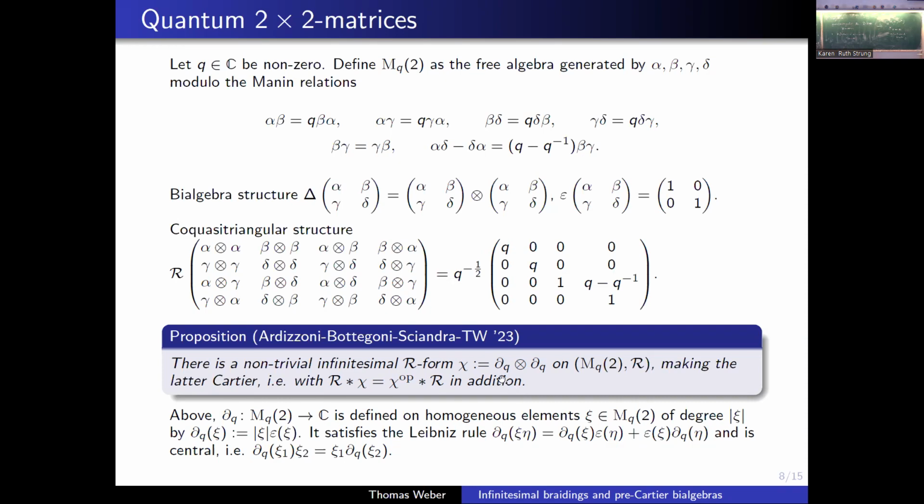Partial Q is a linear map from MQ2 into C, defined on an element psi just by a rescaling of the co-unit. And you can show that this satisfies the Leibniz rule and it's central in a certain sense. Okay.